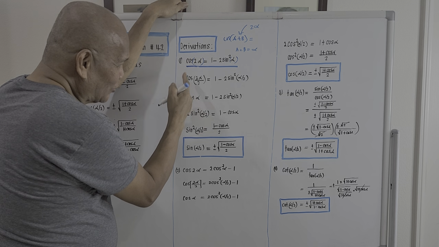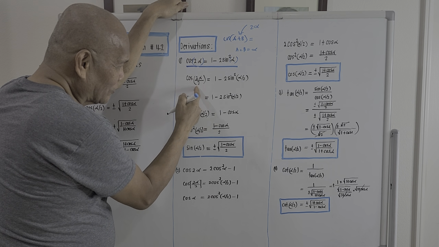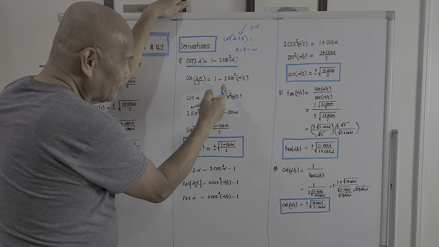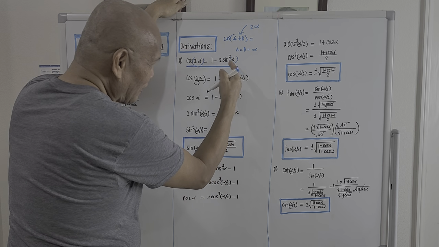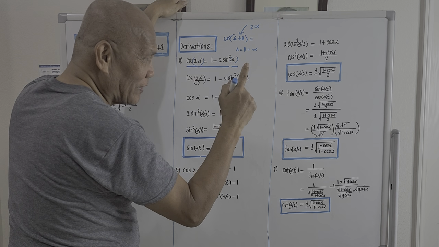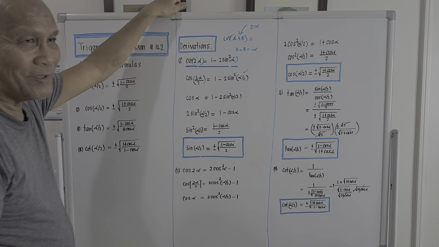Okay. The total angle on the left hand side is twice alpha. We will divide it by 2. Close quantity equal to 1 minus 2. The angle on the right hand side is just alpha. So if we try to divide it by 2, it will just be simply alpha over 2. Okay, you got it?